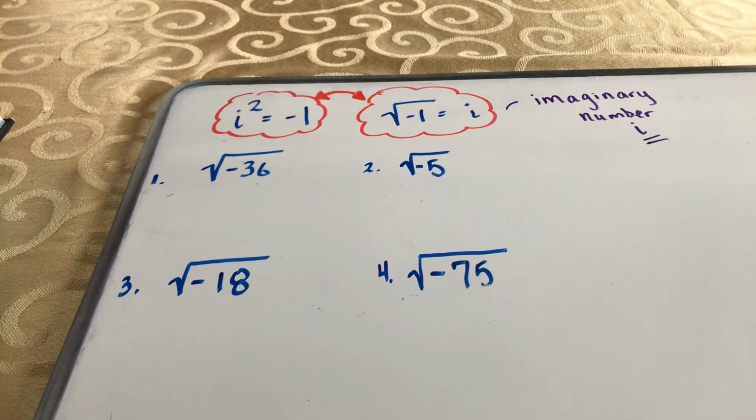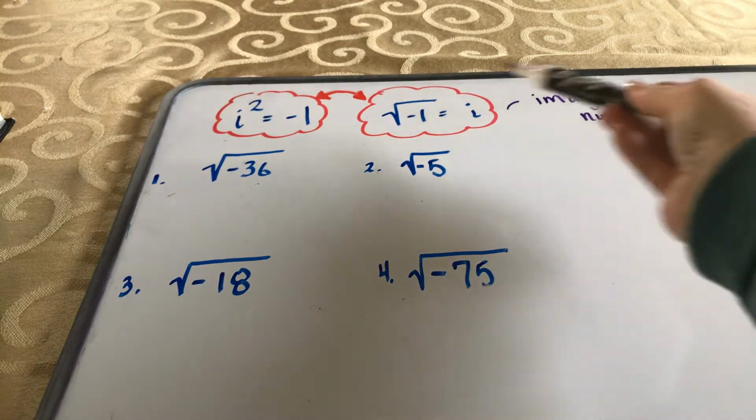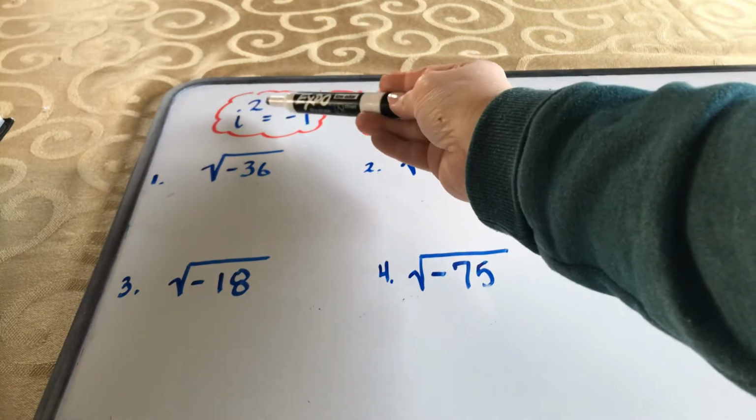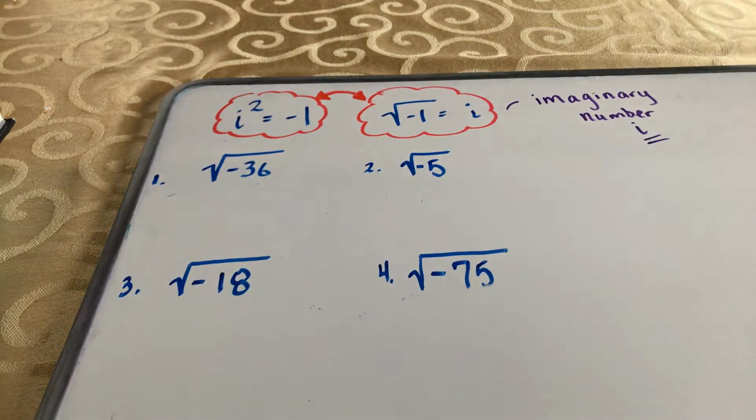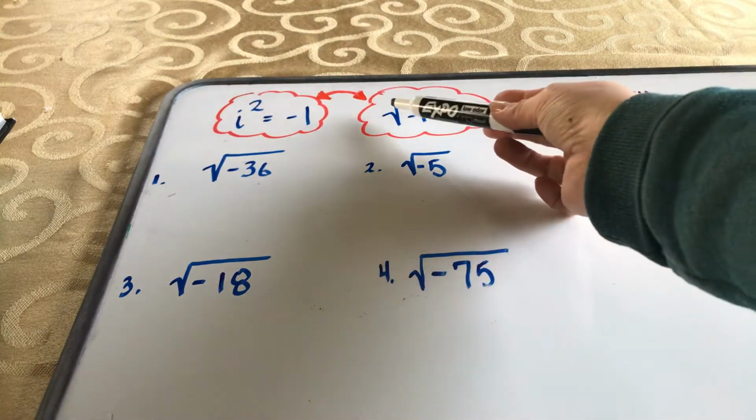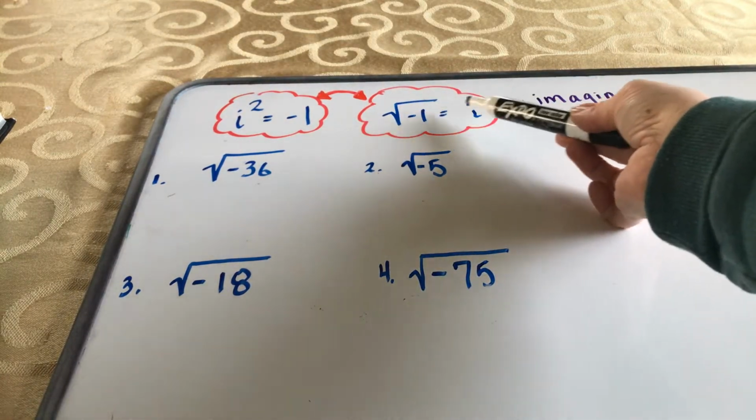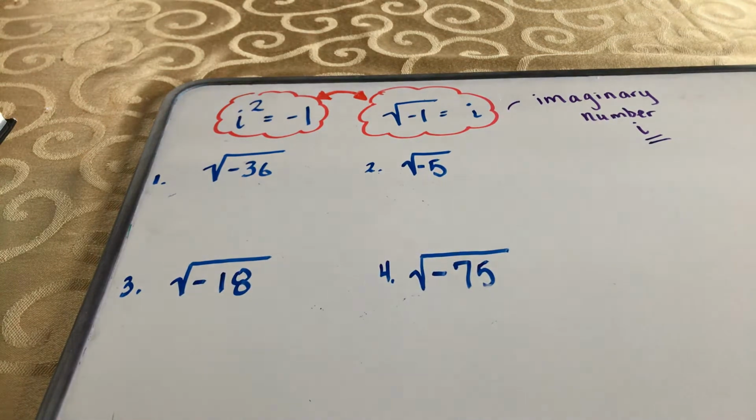In the previous video, you learned a little bit about imaginary numbers. An imaginary number is defined as i squared equals -1. So i is what we call the imaginary unit. That also means that the square root of -1 is equal to i. We can use this information to simplify radicals that we couldn't have before when we were just using real numbers.